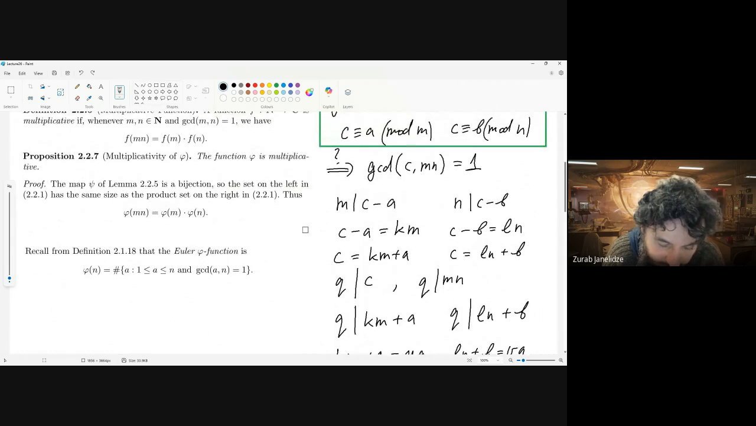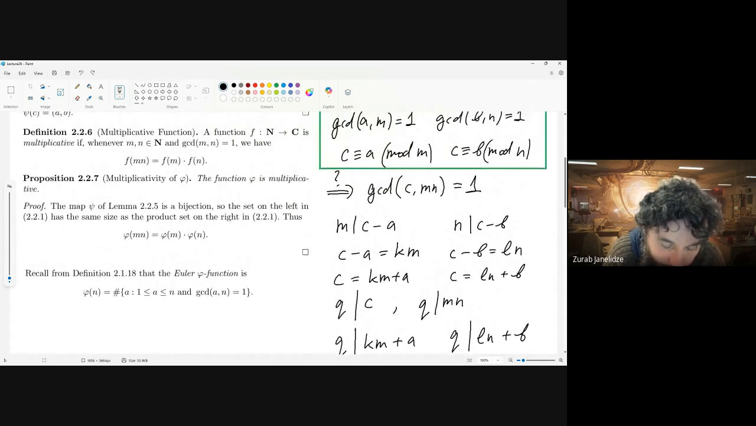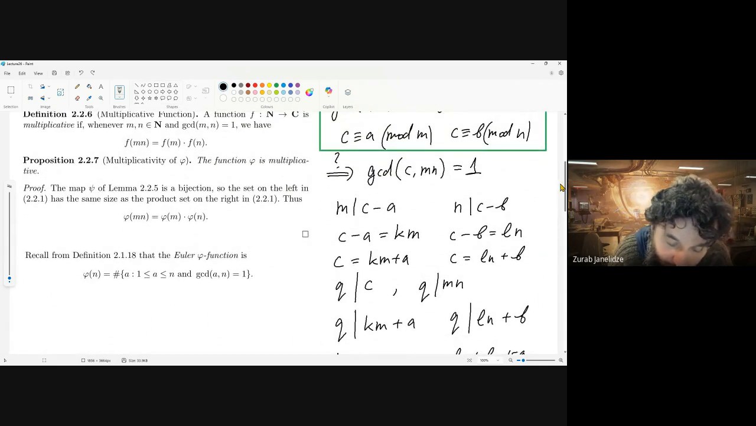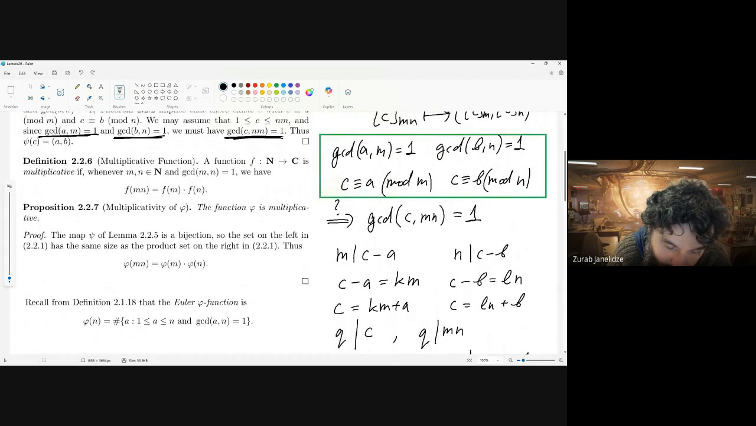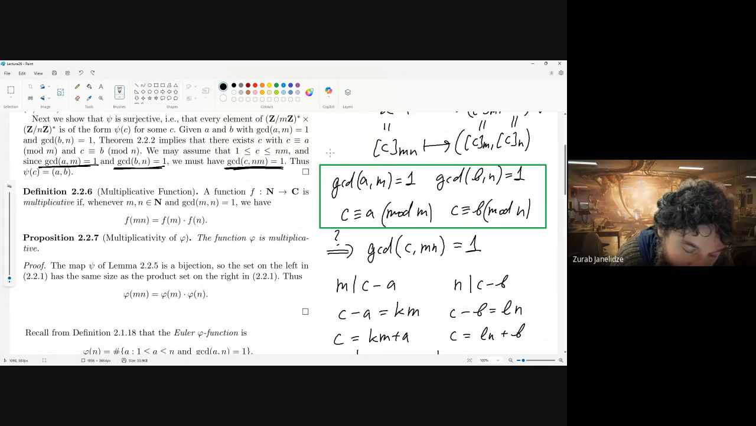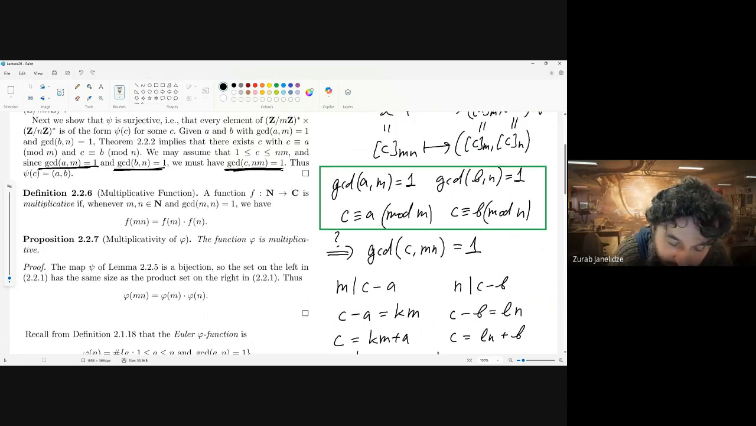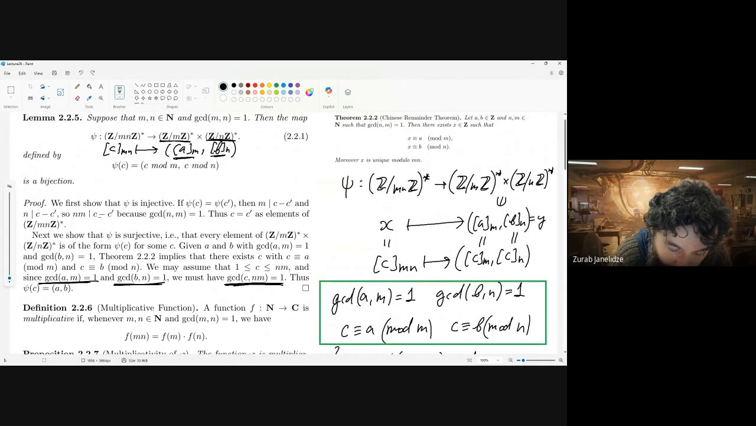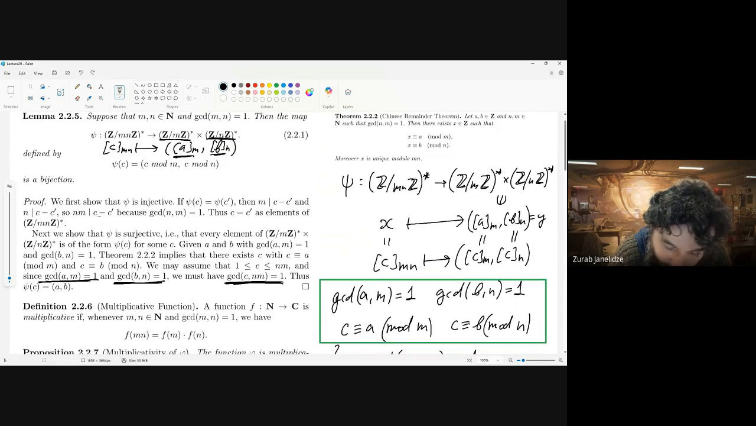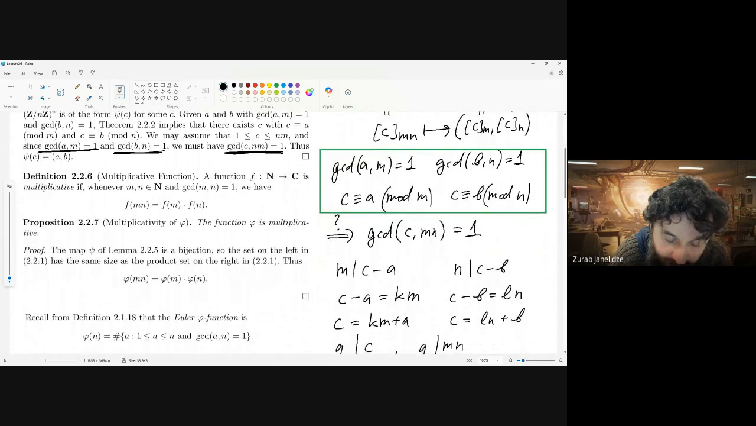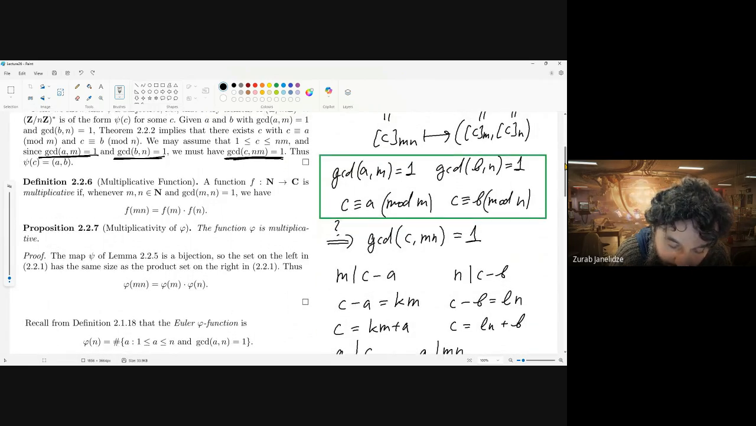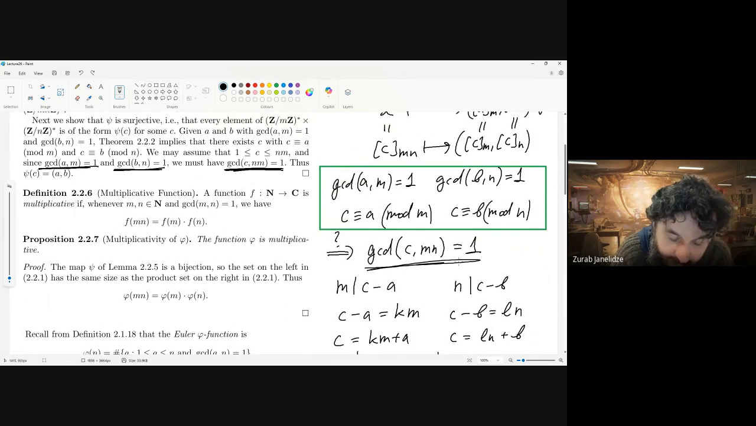Let's go back and see where we are. So we started off with the assumption that, first of all, this is the thing that's given, right? We're given that GCD of A and M equals 1. We're given that GCD of B and N equals 1. And we're also given that C and A are the same modulo M, and C and B are the same modulo N. We want to conclude from this that GCD of C and MN is also 1.